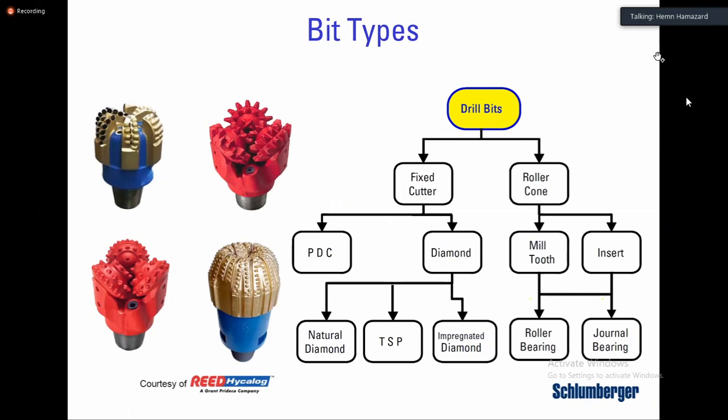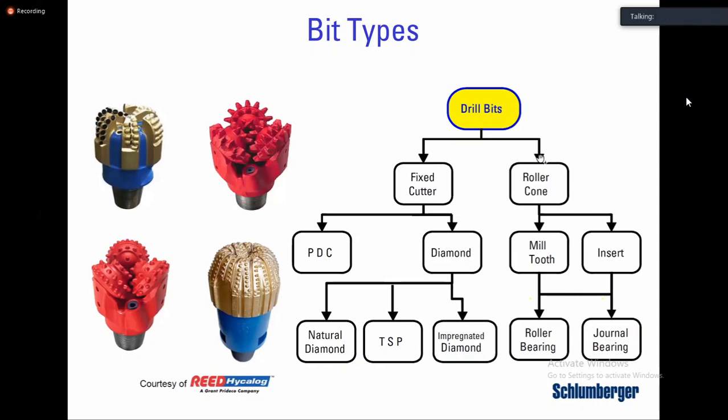As you see in here, we have two main types of bits. One has three cones with cutters or teeth. The other type is a fixed cutter bit, which means you don't have any cone, like this one. While drilling or pumping, all three cones rotate, but the PDC bit doesn't rotate. That's the main difference between them, and they generally consist of these two types.